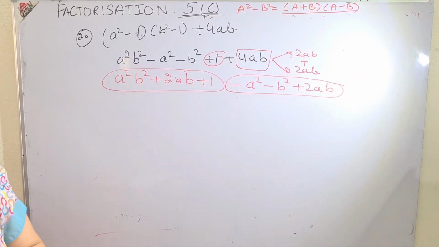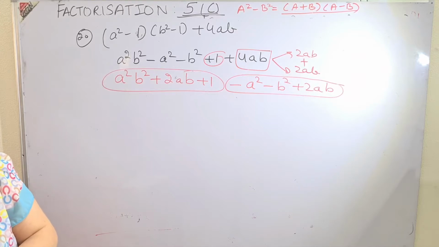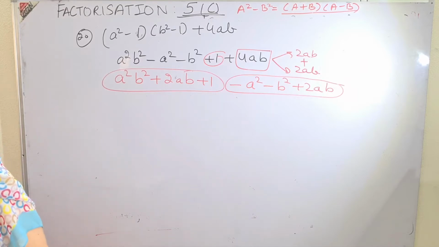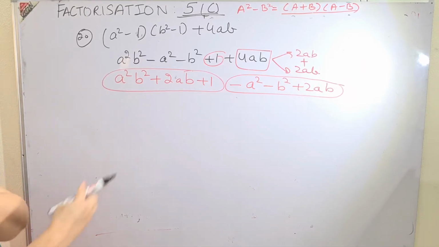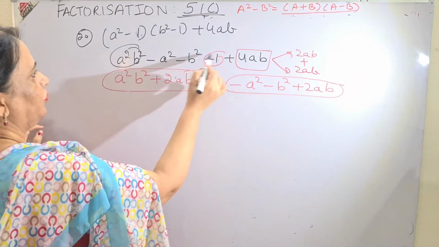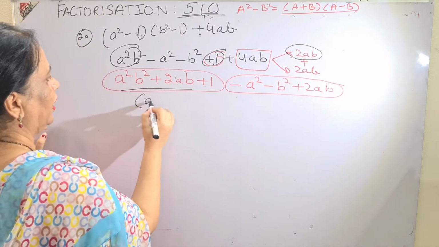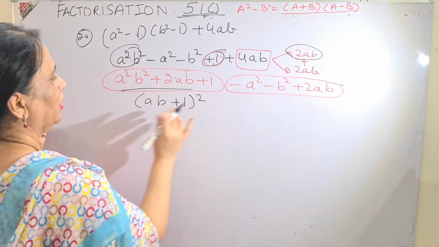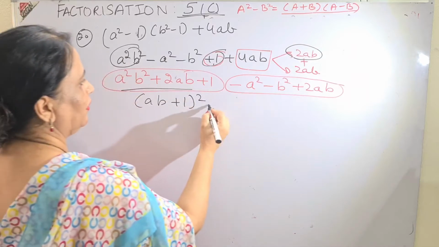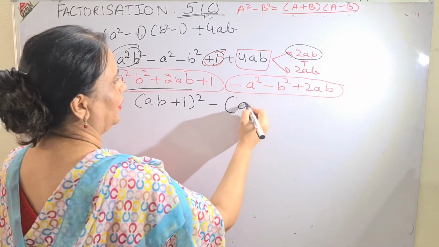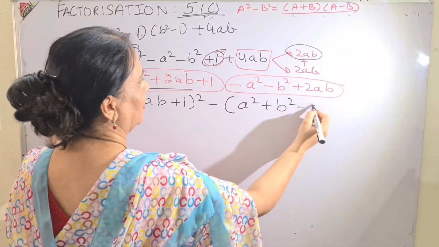Once I have used this 2ab with the first, first means first term plus the fourth term, I completed my full perfect square, that is a square b square plus 1 plus 2ab. This gave me the perfect square ab plus 1 whole square. You open it, you will get your answer. Similarly, I take minus common, this will become a square plus b square minus 2ab.